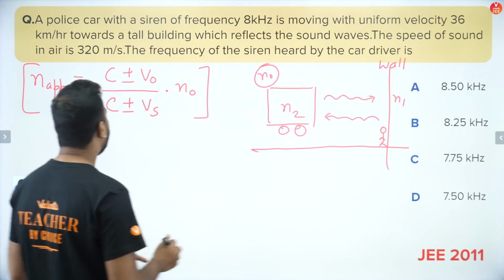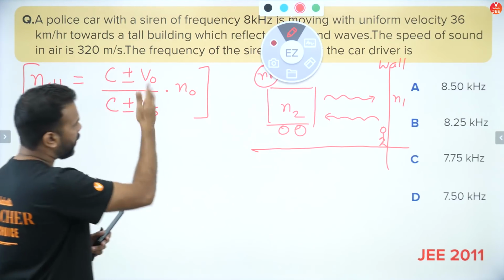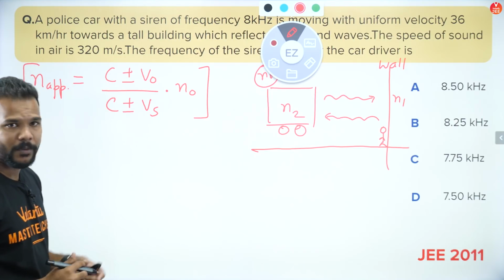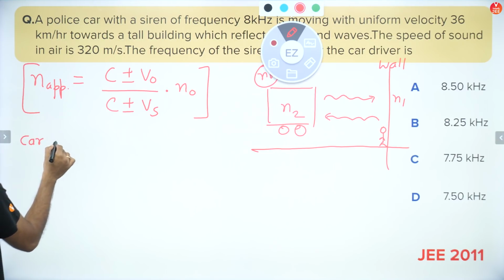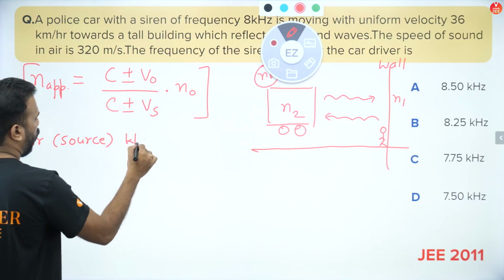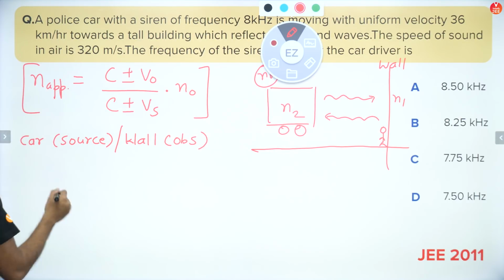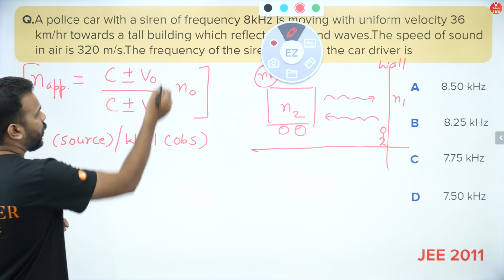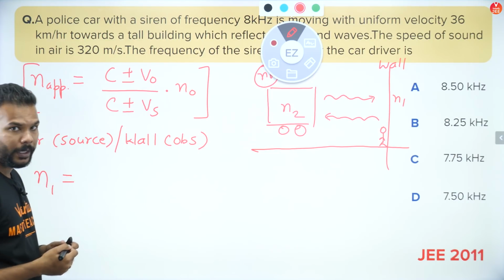So when we speak about case 1, we know the formula now. When we are speaking about case 1, let me just basically derive the situation here first, then we'll put up the value. So when we are speaking about the case when the car is the source and the wall is your observer, let's call the frequency which is received at the wall n1. So now what is happening? Your observer is the wall and it is stationary. Your source is the car which is moving.